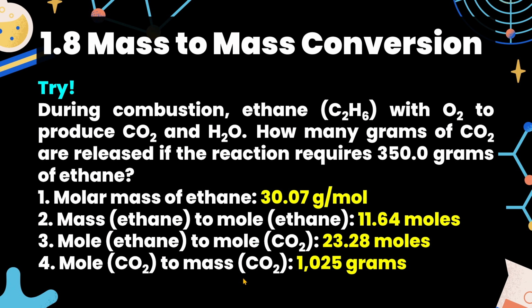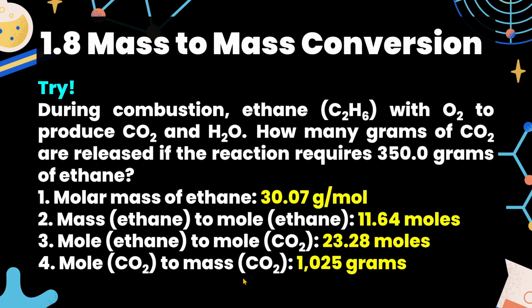For the first step, we need to get the molar mass of ethane based from the balanced chemical reaction and based from the chemical formula of ethane, C2H6. And then we'll convert the mass of ethane to mole ethane. The answer to that step is 11.64.